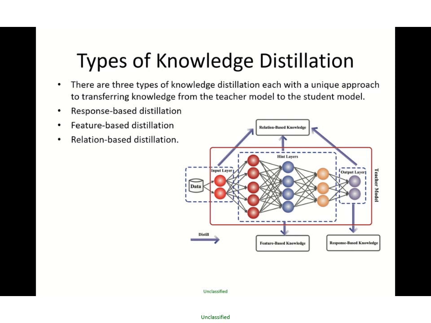Relation-based knowledge happens at all levels of input, hint layers, and output. Feature-based knowledge distillation happens at the hint layers, and response-based knowledge distillation happens at the output layer, but all in the teacher model.